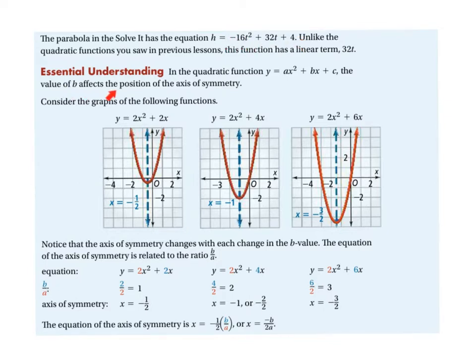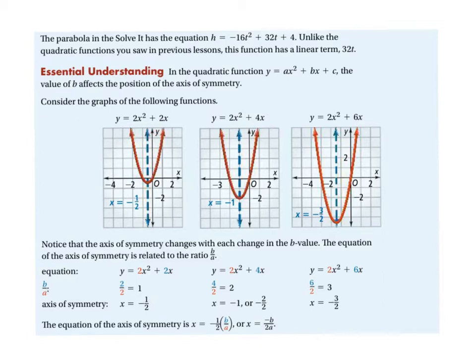The value of b affects the position of the axis of symmetry, so the b right here, and we talked about this before, affects the axis of symmetry. It moves things around, right? So let's look at some examples to get an idea of what happens to that parent function here. So y equals 2x squared plus 2, right here. If I change that b, I'm sorry, 2x squared plus 2x. Hopefully I said that right.